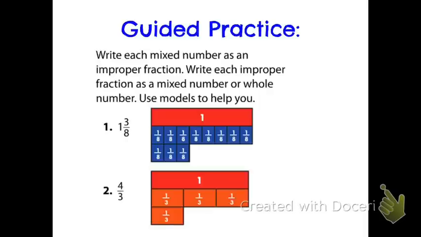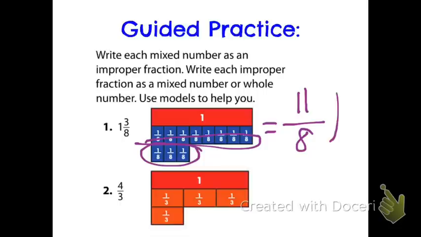And then let's go ahead and try 1 and 2 from this slide. I'll do number 1 for you, and you need to do number 2. So looking at number 1, well, I know that 1 whole is equal to 8/8, which is what I have right here. So I would add my 8/8 plus my 3/8, and I would end up with 11, because 8 plus 3 would give me 11. And then my denominator, which is the same in all of these, does not change. So 1 3/8 would be the same thing as 11/8.